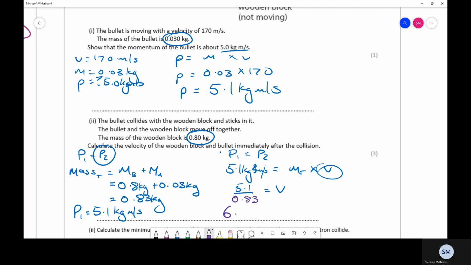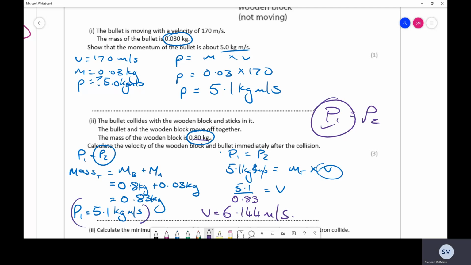6.144. Velocity is equal to 6.144 meters per second. So total momentum before equals total momentum afterwards. P1 is equal to P2. I knew what P1 was, so I can use that as one of my variables.